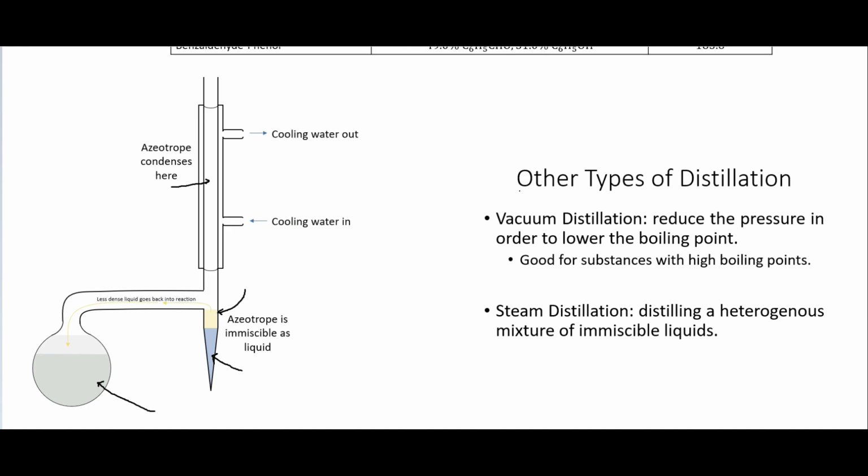The simple distillation and fractional distillation are the ones I wanted to cover today, but ones I wanted to mention, so these other types of distillation, there's what's called vacuum distillation, and so that's just reducing the pressure in order to lower the boiling point, and so this is good for substances that have a high boiling point. There's also something called a steam distillation, which is good for distilling a heterogeneous mixture of immiscible liquids. So say you have some kind of colloidal mixture or something and you want to distill it, you can use steam distillation.